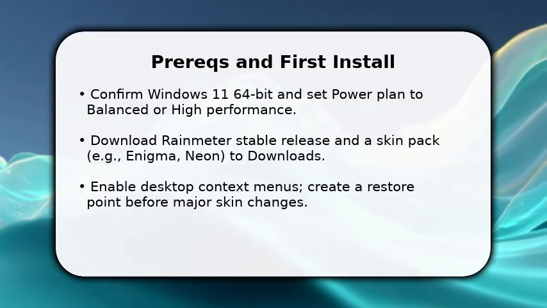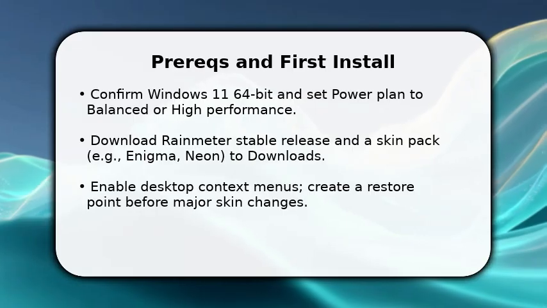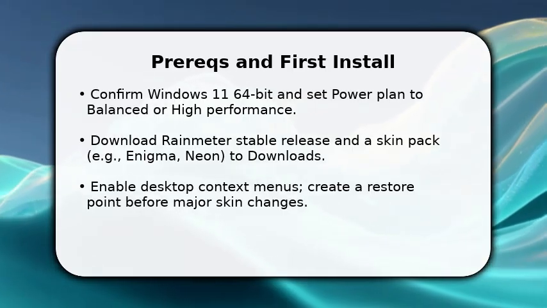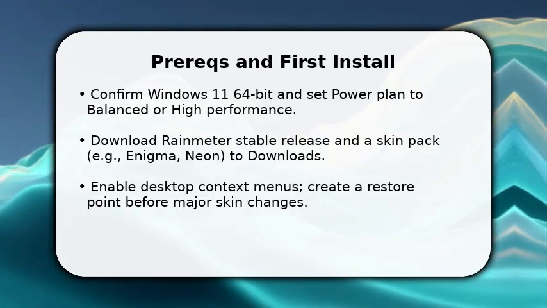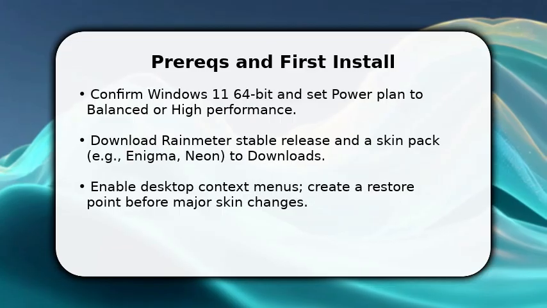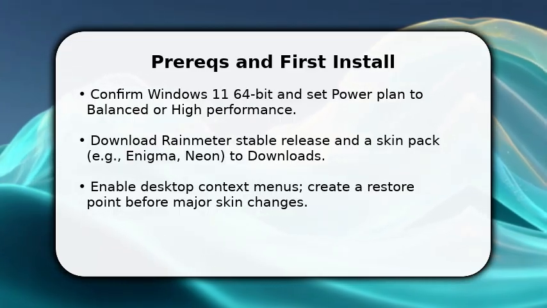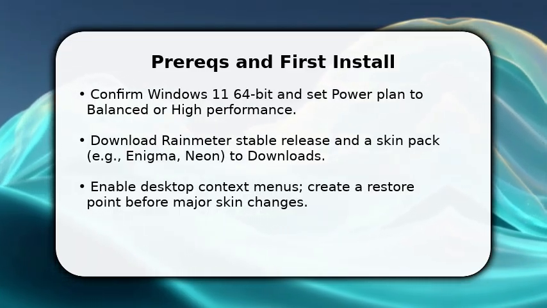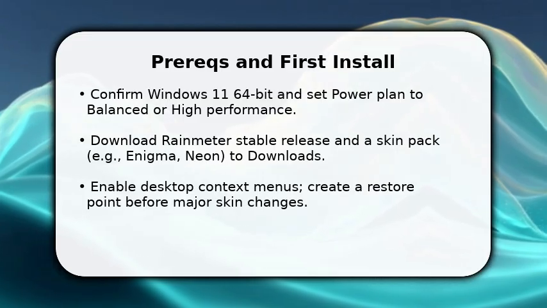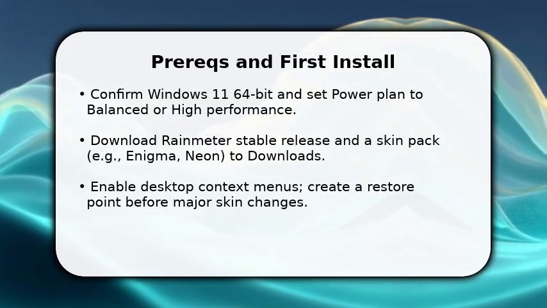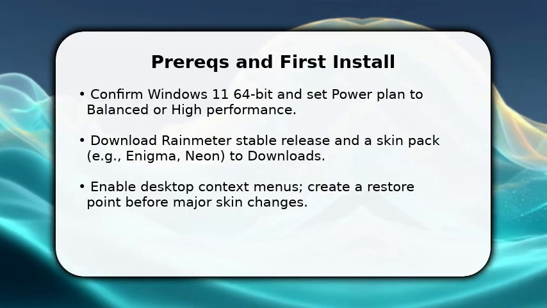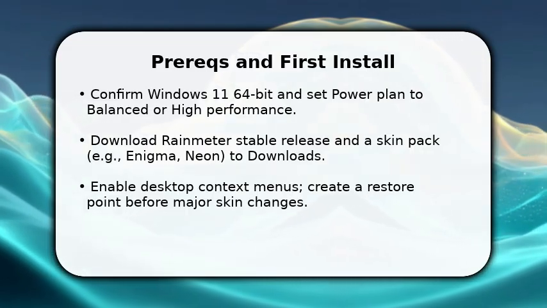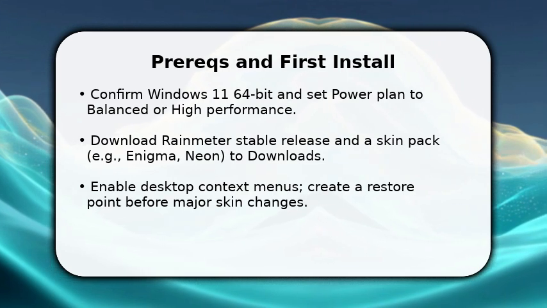You start by making sure Windows 11 is ready. Check 64-bit, set power to balanced or high performance, and create a restore point in case you revert. Once done, install Rainmeter's stable release and keep the installer open. Make sure to download at least one skin, packed to your Downloads folder, so you can load examples immediately. You're taking these actions to minimize permission issues and to have a working skin to tweak as you proceed. This reduces trial and error later.